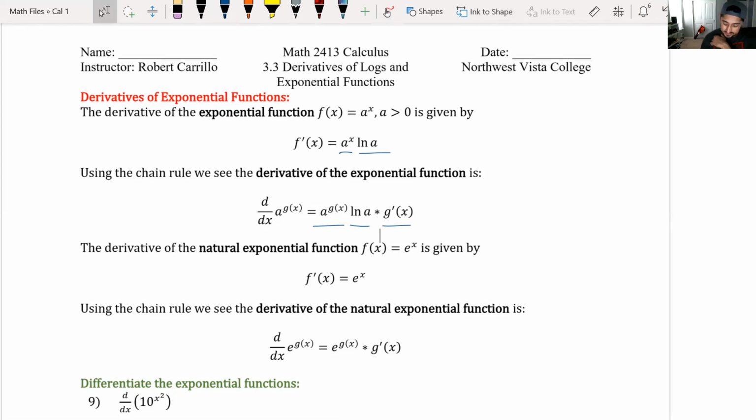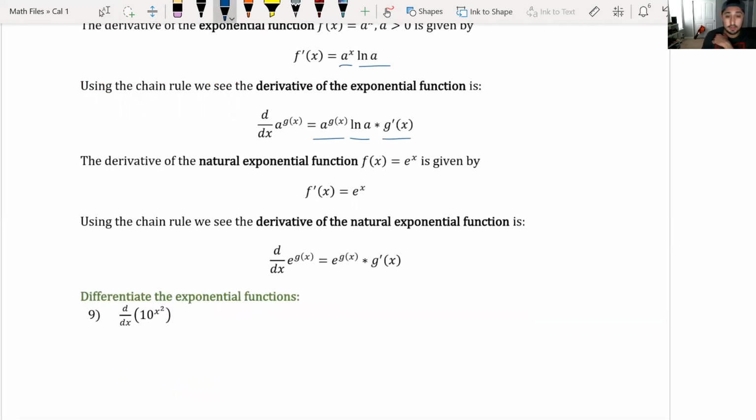Now to the easy stuff. The exponential function. The derivative of e to the x is still e to the x. Wow. The derivative of e to the x is itself. And now the chain rule derivative: if it's e to the g of x, then that derivative is still e to the g of x times the derivative of the exponent, g prime of x.